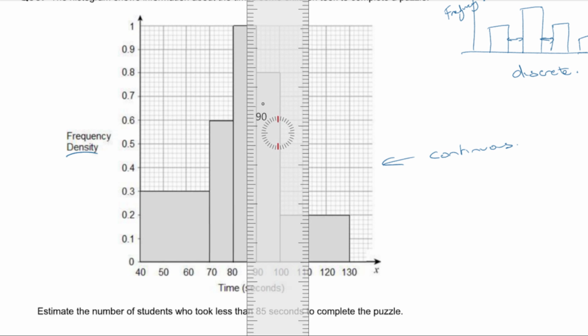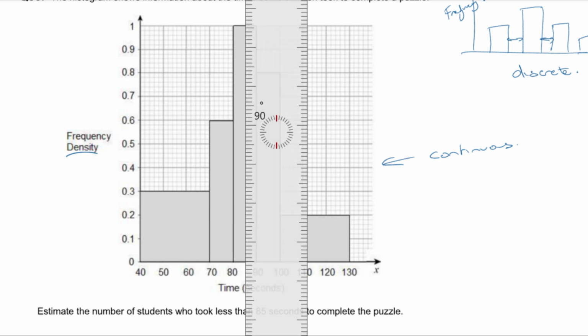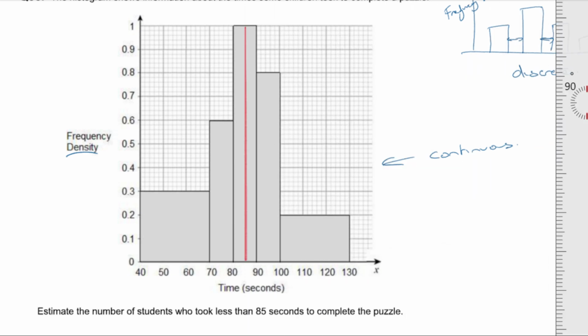So we're talking there. Okay, so what we want is all of the bars to the left of that cut-off line. They're the ones who took less than 85 seconds. So all of these guys took less than 85, these guys took less than 85, plus the left-hand side of this bar took 85.